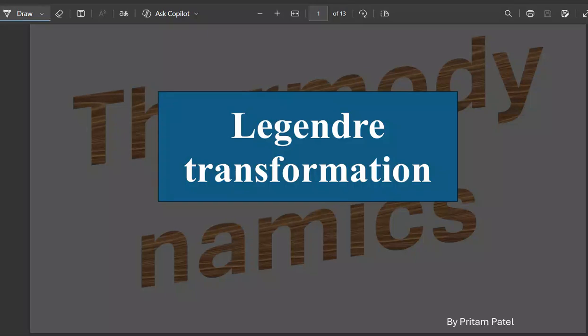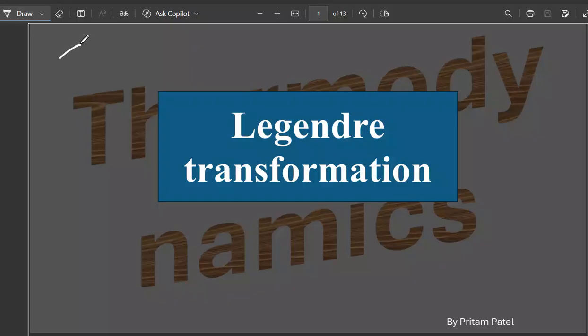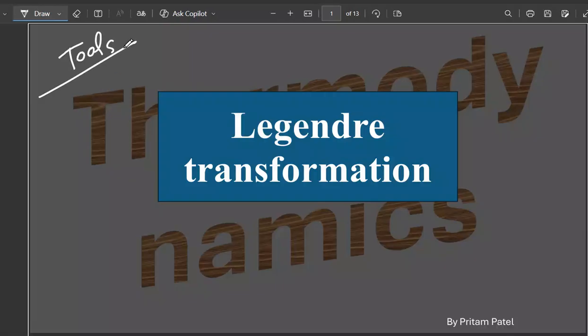Hi everyone. Today I am discussing the Legendre transformation. This is a mathematical tool which is used in thermodynamics. In this tool we discuss how to change any thermodynamic variable without interchanging the information and without losing the information of those thermodynamic variables. So this is the use of this transformation, from the natural variable to the Legendre transformation variable.